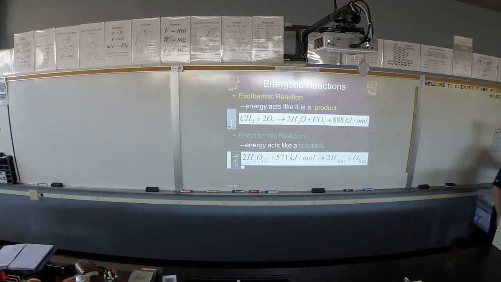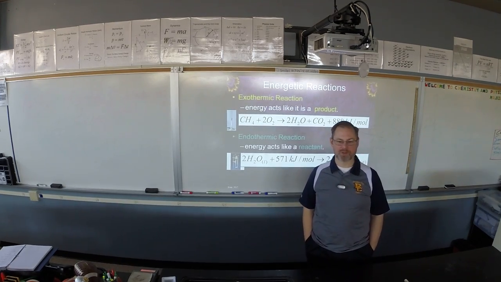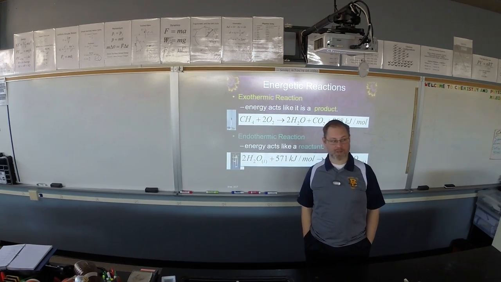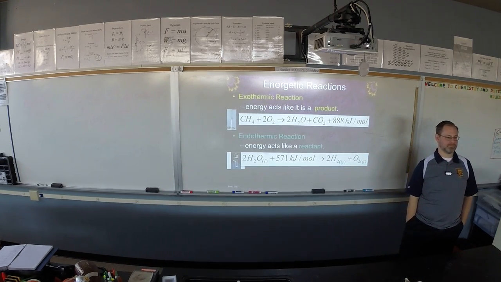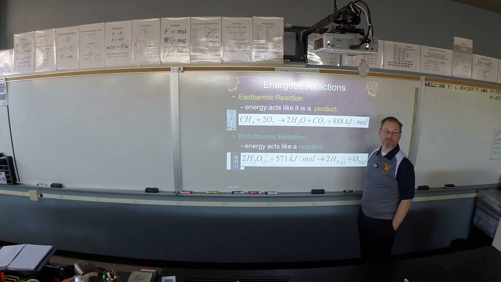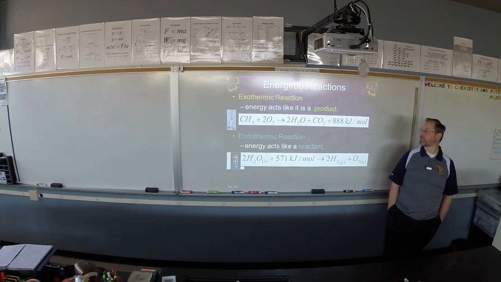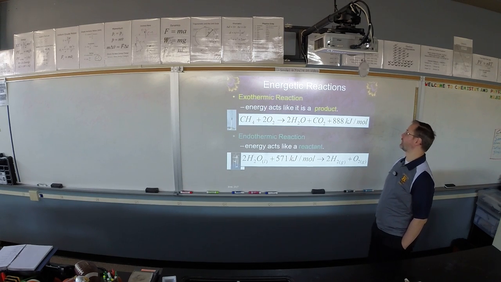So last time we talked about endothermic and exothermic reactions, and we learned that an exothermic reaction is one where energy is released, and an endothermic reaction is one where energy is absorbed to keep the reaction going. Well, you can add energy as a product when it's an exothermic system, and you can add energy as a reactant when it's an endothermic system.